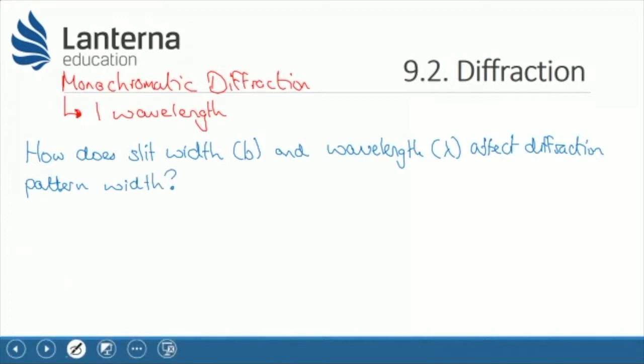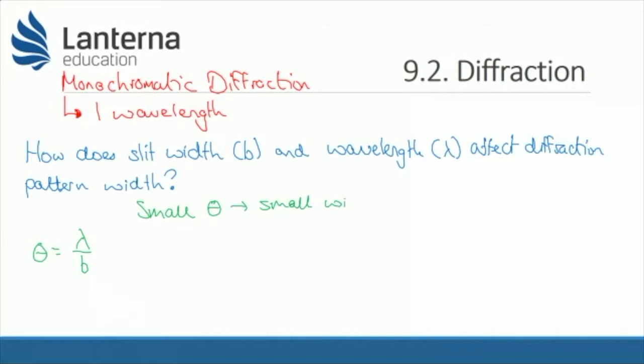So all we can do is go straight to our formula, which says that theta is equal to lambda over b. Well, theta is the angle when we get our first minimum. So if I have small theta, then that means that the minimum is really close to the center of the screen. So small theta means small width.